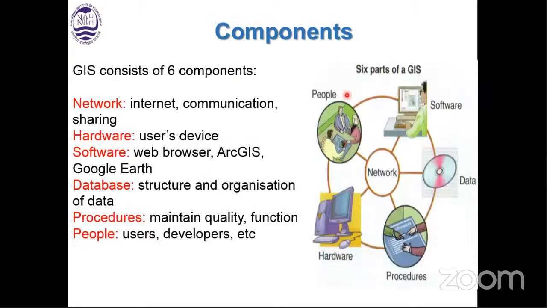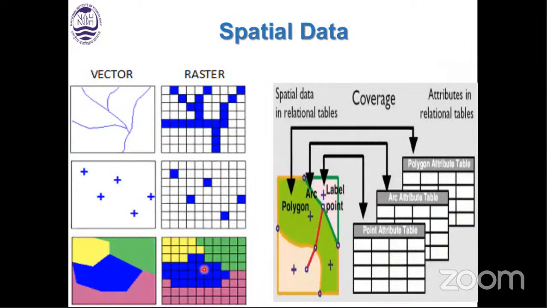So what are the various components of GIS? The GIS, the Geographical Information System, is a network which connects all of these other segments. Then we have hardware like computers and mobiles. Then software like web browsers, Google Earth, and ArcGIS, in which we analyze our data. The database, the procedures, like how we analyze the data set, and of course the people, the users and the developers, are the components of GIS.